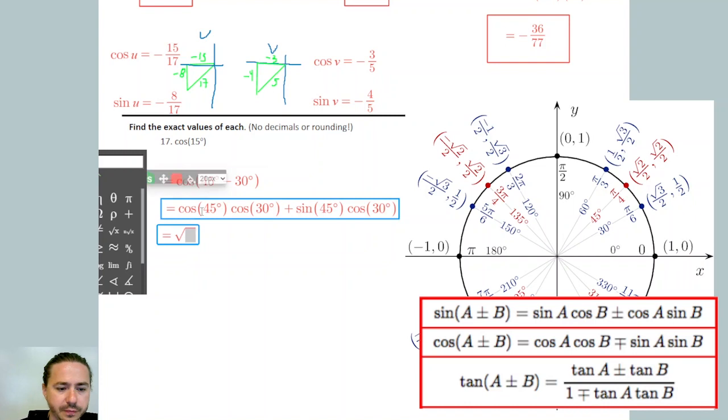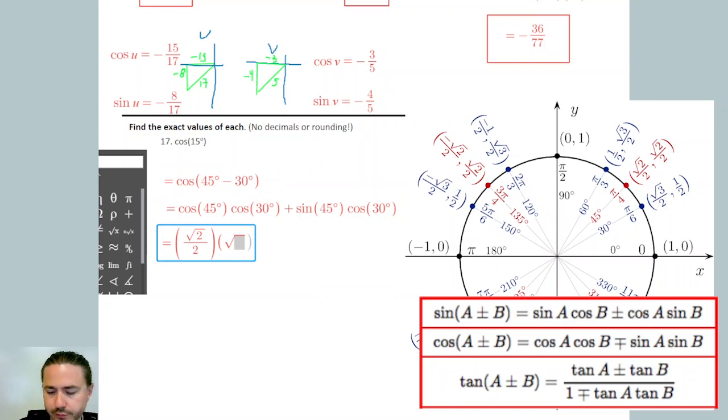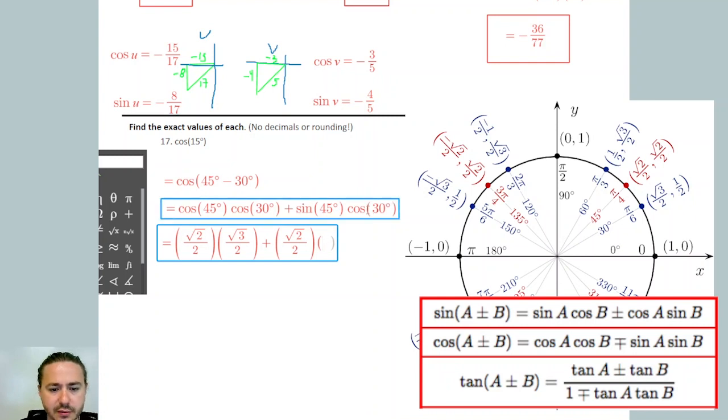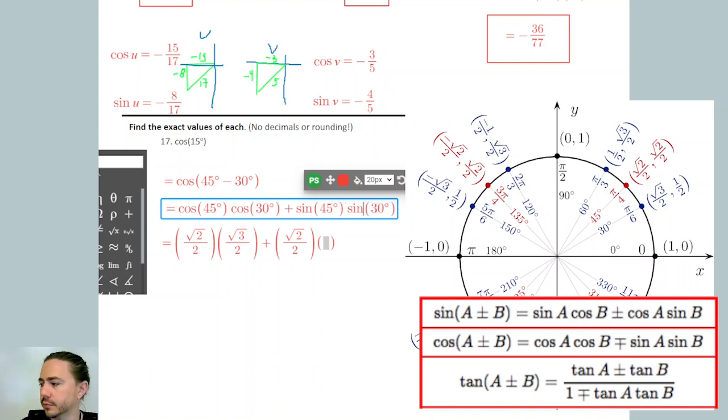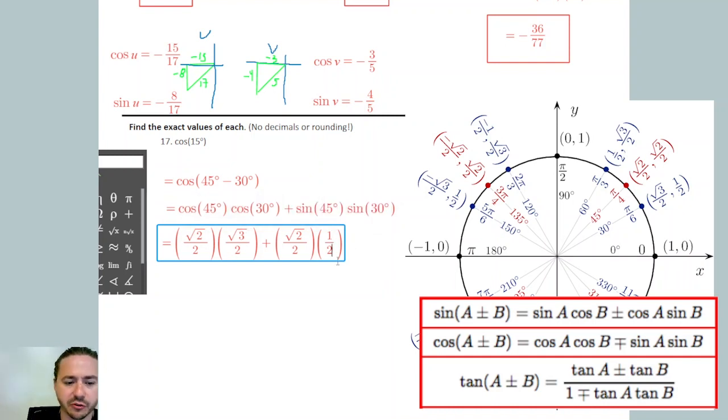Cosine of 45 is going to be root 2 over 2. Cosine of 30 is going to be root 3 over 2. And then sine of 45 is root 2 over 2. And then cosine of 30 would be... Oh, wait a minute. That should be sine. Cosine of 30 is root 3 over 2. Sine of 30 is 1/2. Okay.